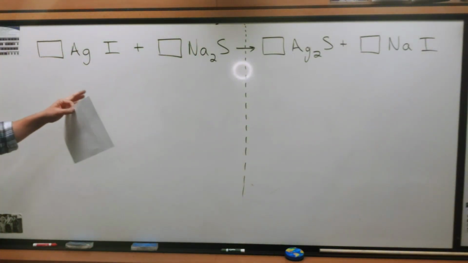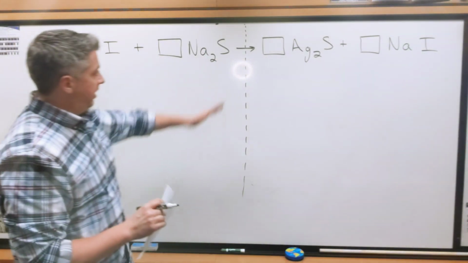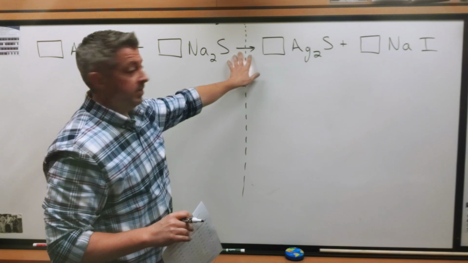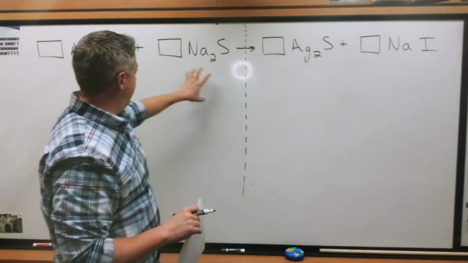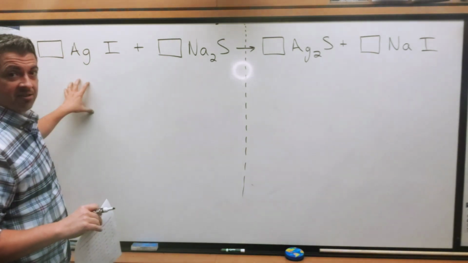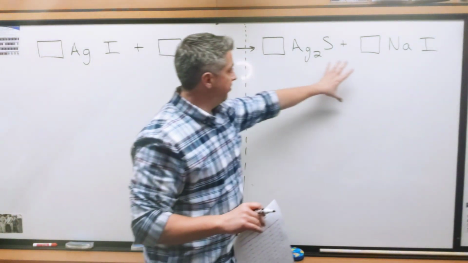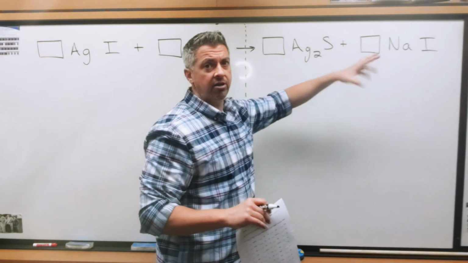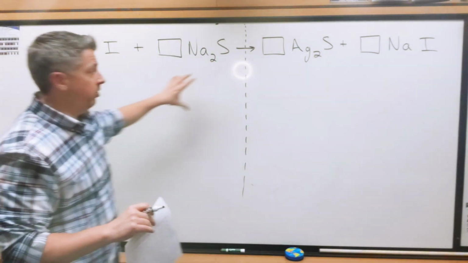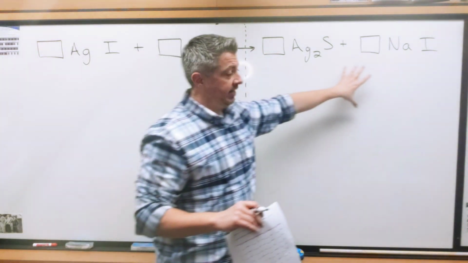Now, the first thing you should do, what I did already, is I put a dashed line right here where the arrow is at, because this arrow tells me that these are my ingredients. Okay, we call these the reactants. And this is what we get after the chemical reaction. These are the products. So you can think of it as if you're cooking, these are the ingredients, then you pop it in the oven, and this is what you get at the end.